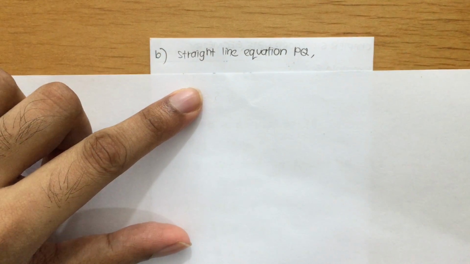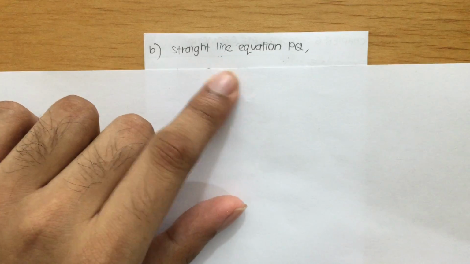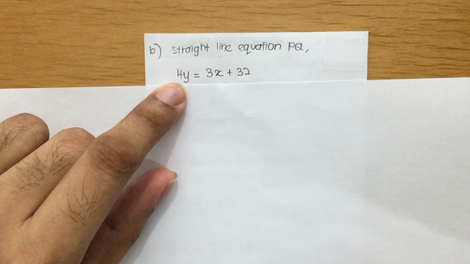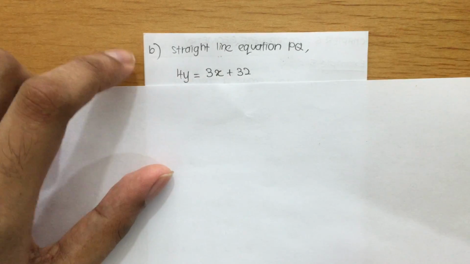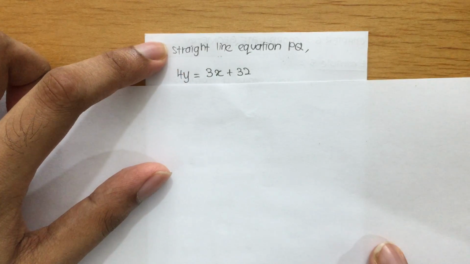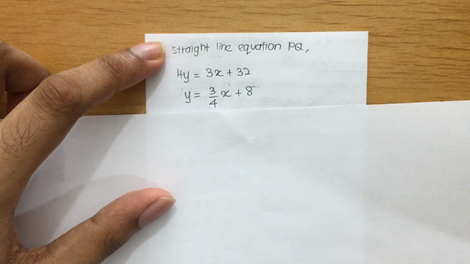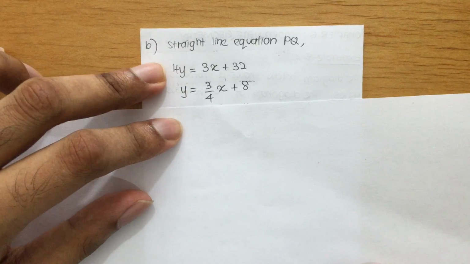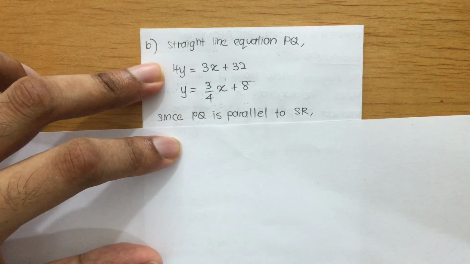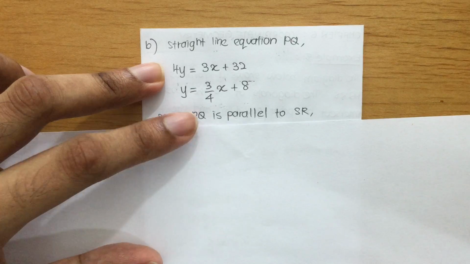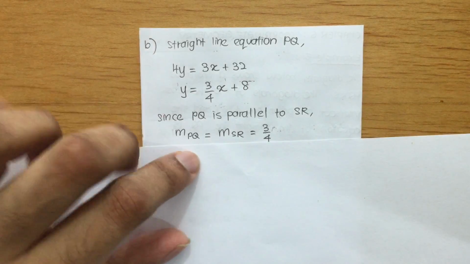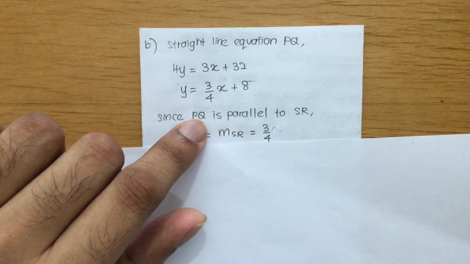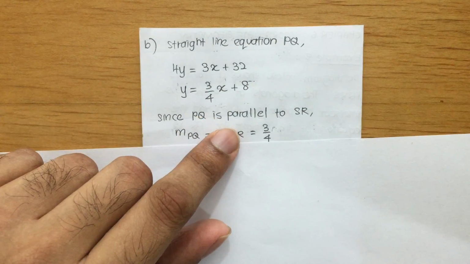Okay, we're going to start by finding the straight line equation PQ. Straight line equation PQ is given as 4y equals 3x plus 32. So we divide the whole equation by 4. So we get y equals 3 over 4 x plus 8. Okay, continue to the next step. Since PQ is parallel to SR, we know that gradient PQ is equal to gradient SR and is also equal to 3 over 4.